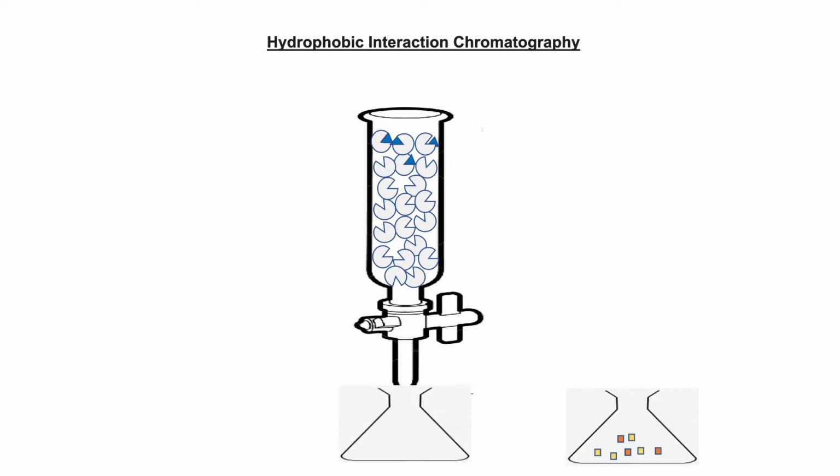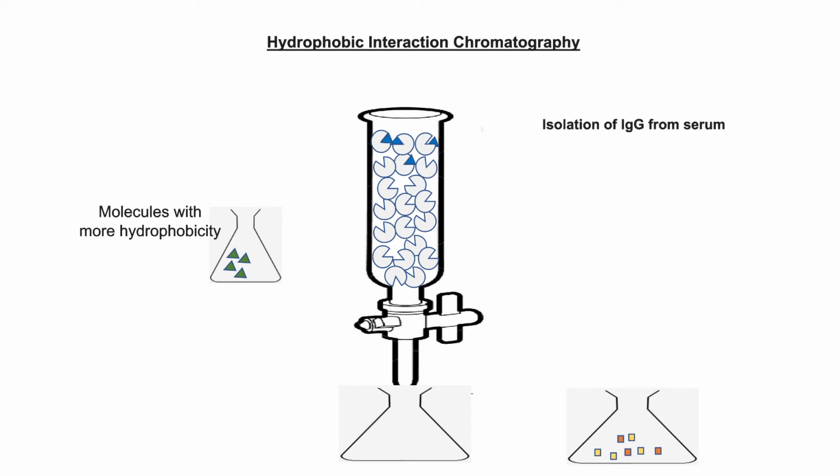Now the hydrophobic protein has to be removed. How? It is removed by adding another molecule with more hydrophobicity, and a very good example in this case is the isolation of immunoglobulin G from the serum. In the first stage, the serum is added. The immunoglobulin G will be separated from the rest of the proteins.